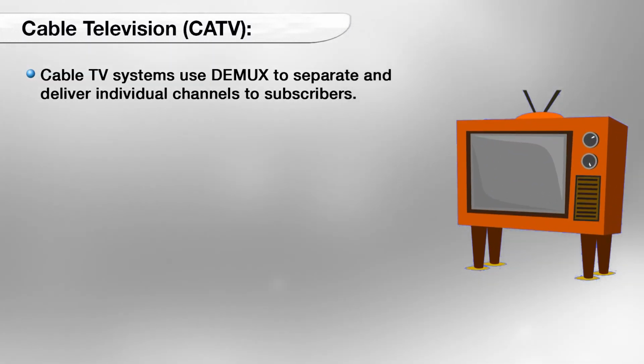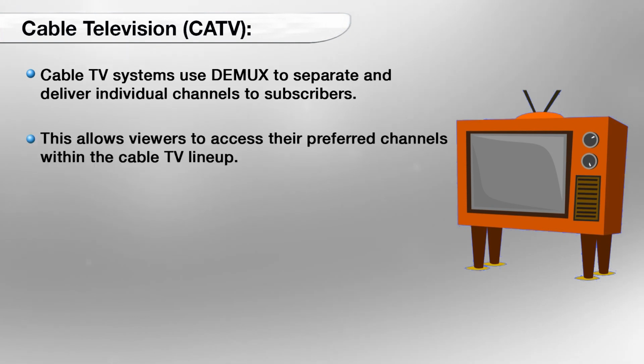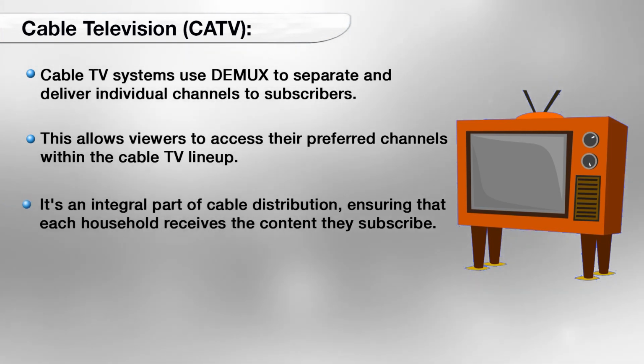Cable TV systems use demultiplexers to separate and deliver individual channels to the subscriber. This allows viewers to access their preferred channels within the cable TV lineup. It is an integral part of cable distribution, ensuring each household receives the content they subscribe to.